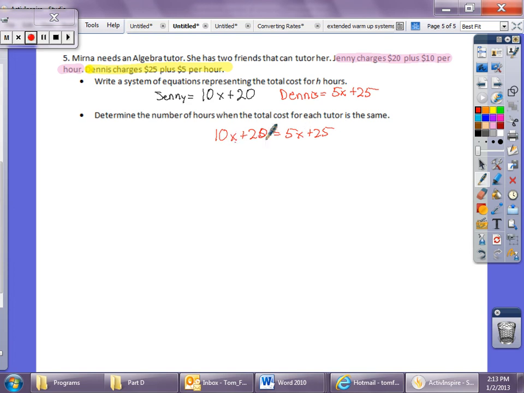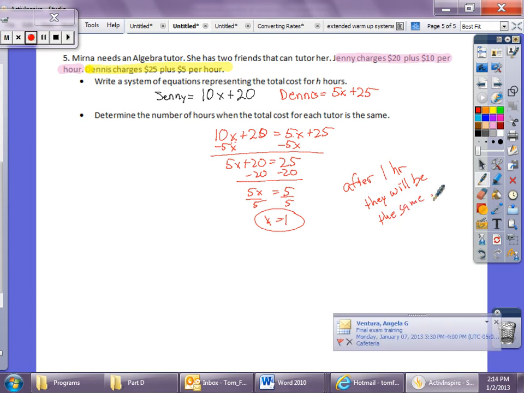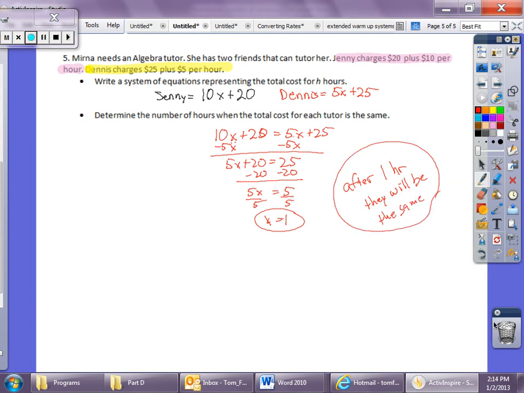Now we go to solve this. We have x's on both sides. Minus 5x, minus 5x. So we get 5x plus 20 equals 25. Minus 20, minus 20. 5x equals 5. Divide by 5. x equals 1. So after 1 hour, they will be the same. So for 1 hour, the cost of both tutors will be the same.